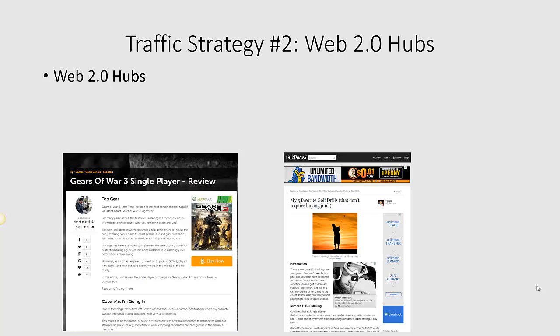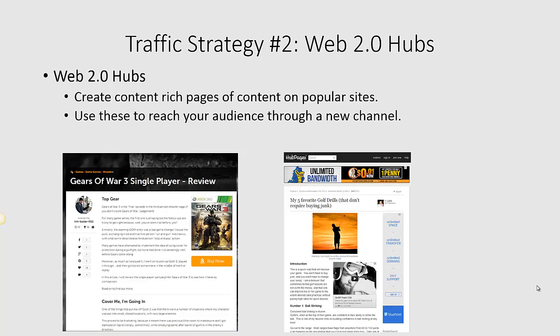Traffic strategy number two. This is with Web 2.0 hubs, as they're called. It's basically content-rich websites, websites that are loaded with content, websites that already have traffic, already have a following, already have a lot of interest and exposure behind them. But in this strategy, you're creating content-rich pages of content on very popular sites.